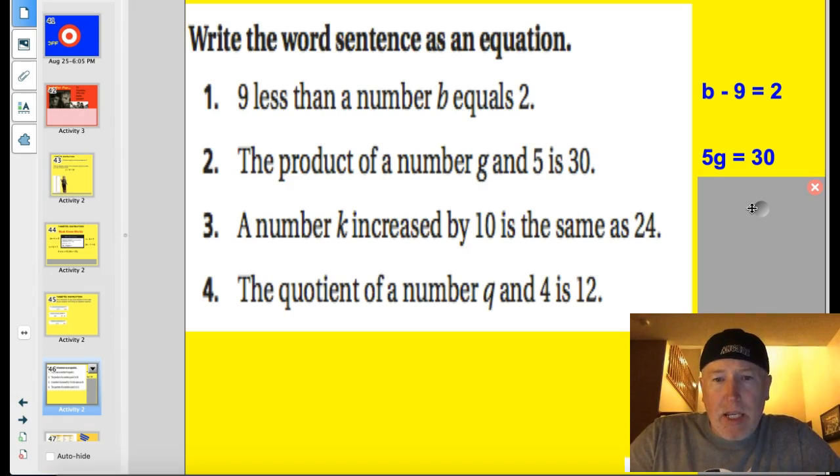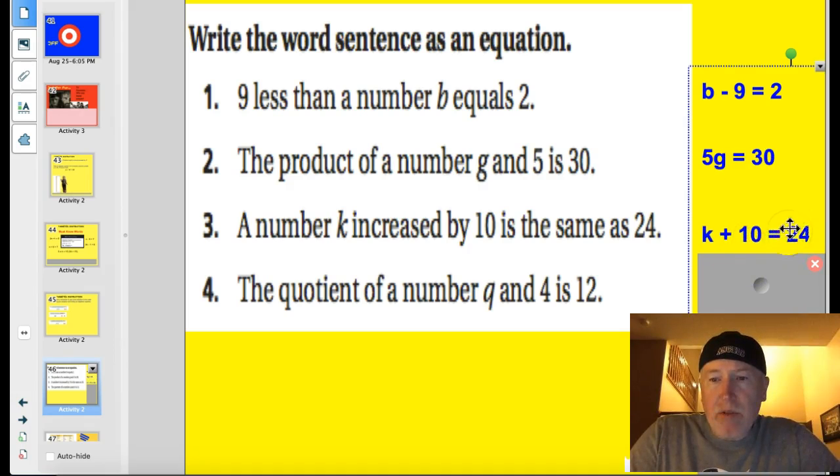A number k increased by 10 is the same as 24? What do you think? Here's the k, increased by 10 equals 24.